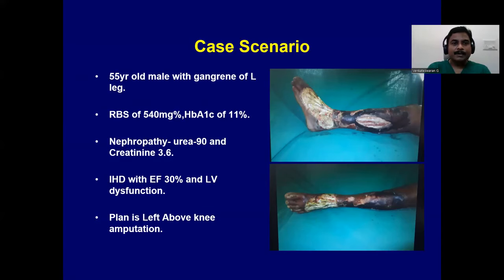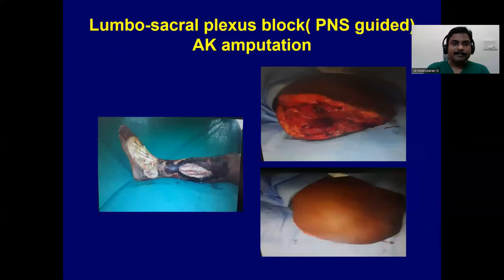So we controlled his blood sugar with IV insulin infusion. Then we took him for surgery of left above knee amputation under lumbosacral plexus block. So this is the gangrene leg, and this is the amputation which has been done, and this is the amputation stump which is later closed.